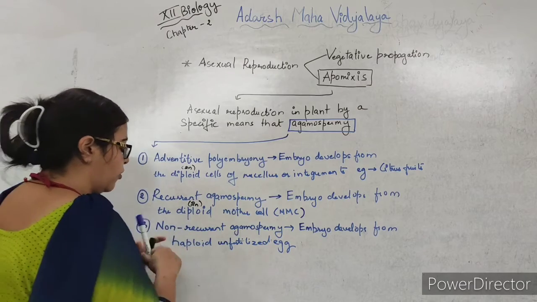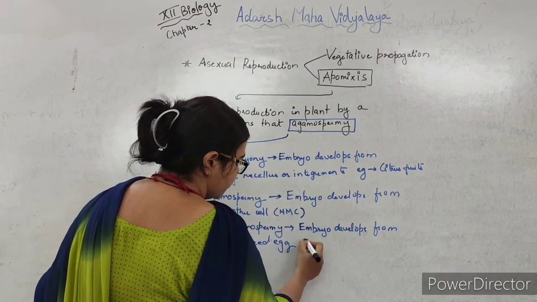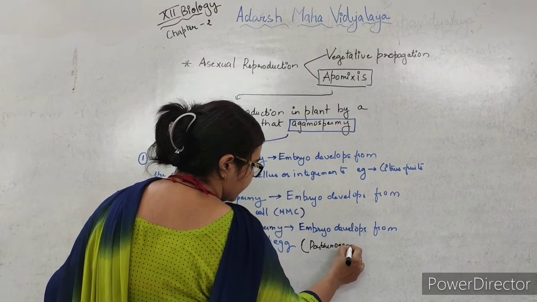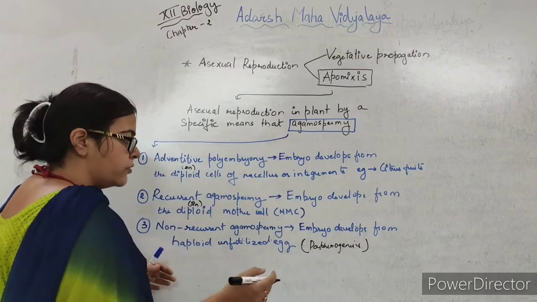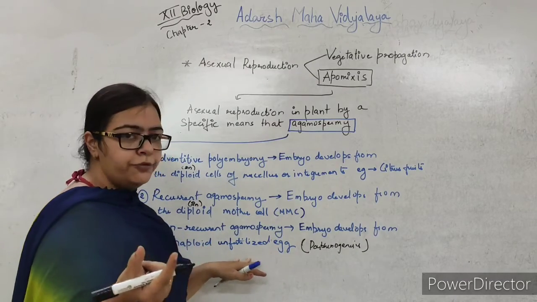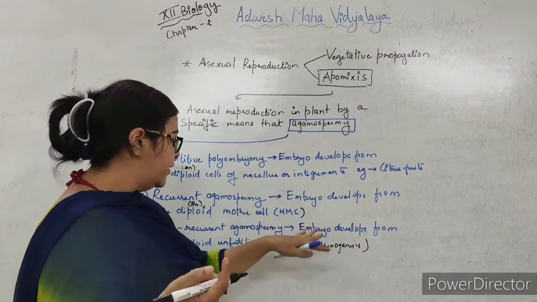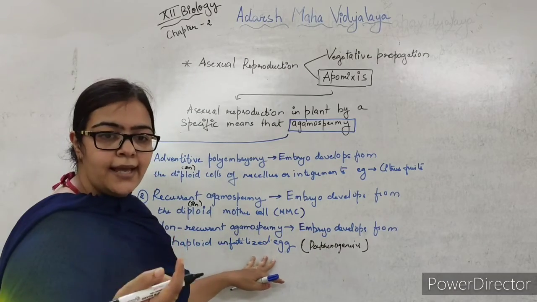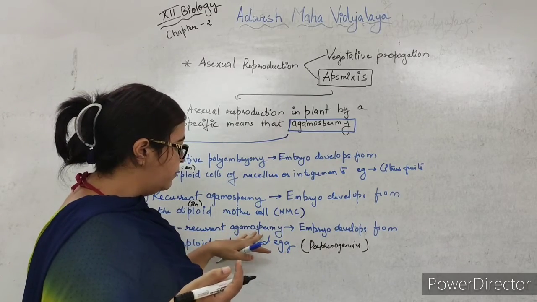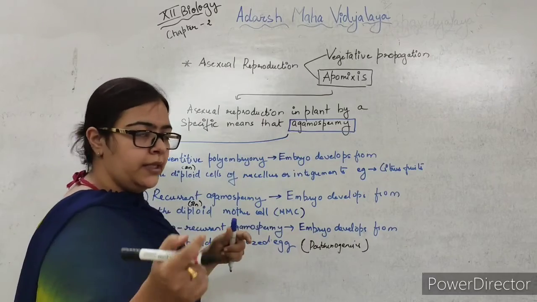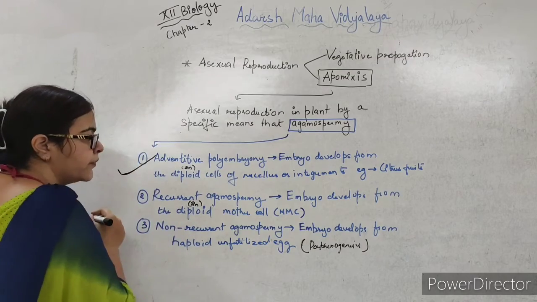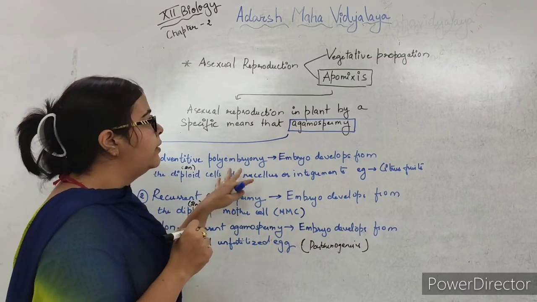and this can also be called, as you already studied, a means of asexual reproduction, that is parthenogenesis. As we saw, parthenogenesis was nothing but the development of embryo from the unfertilized female egg, and here also we are talking about the ovule. So when embryo develops from haploid unfertilized egg, this is called parthenogenesis, and this is called non-recurrent agamospermy, which is a type of agamospermy. In your NCERT textbook, the adventive polyembryony example is given. Okay, so you have to remember this.